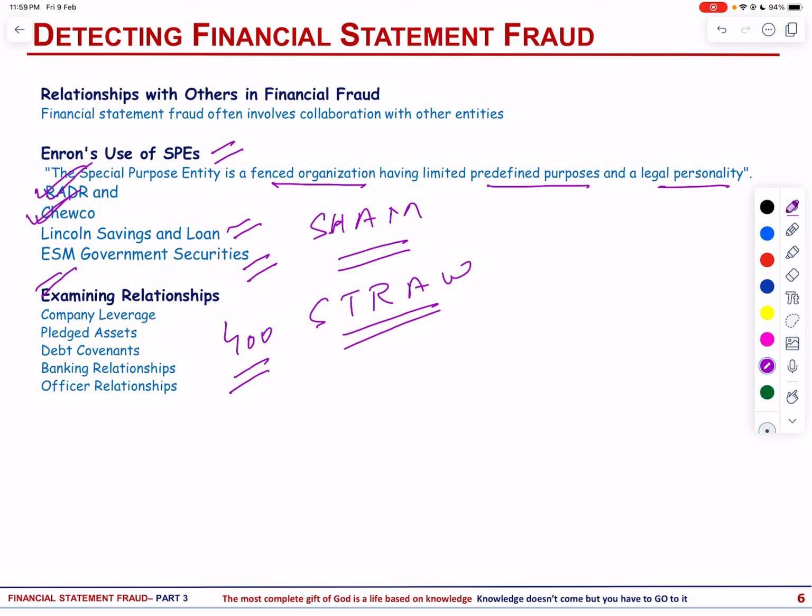Key questions to ask about debt relationships include company leverage, that is, determine if the company is highly levered, and identify the financial institutions involved. Pledged assets: understand which assets of the organization are pledged as collateral for debts. Determine if there are any debt or restrictive covenants that must be met by the company. Assess if the banking relationships appear normal or if they are unusual associations with financial institutions, such as using institutions in uncommon geographical locations. And then investigate if there are any relationships between the officers of the financial institutions and the client organization.